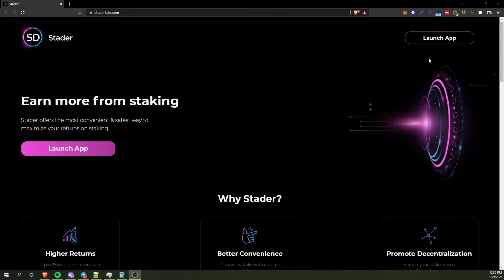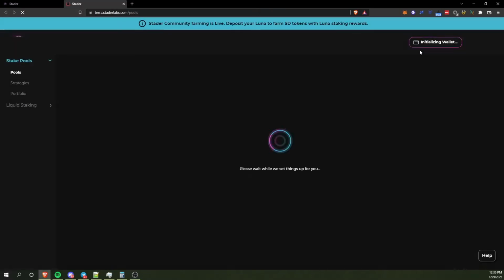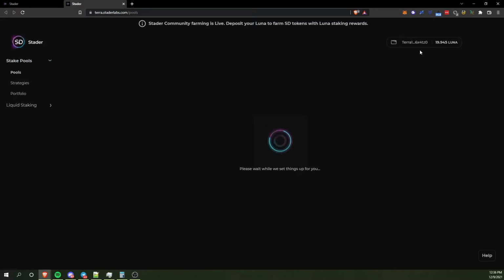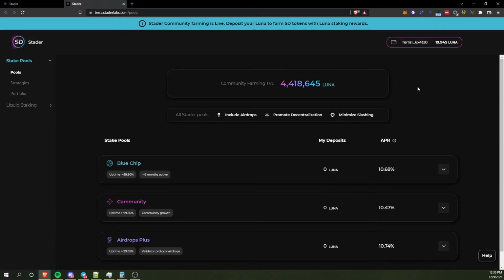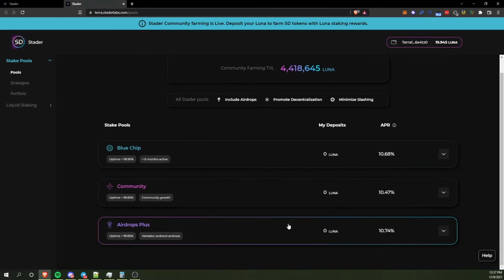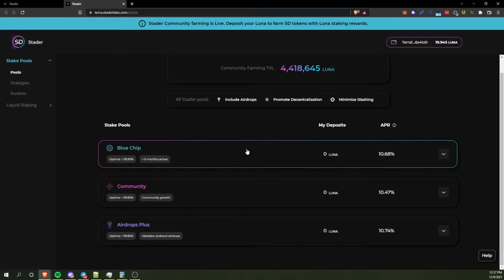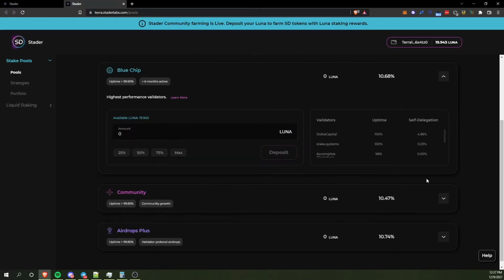Today we're going to walk through Stader Labs' new liquid staking on the Terra Luna ecosystem. So we're here on the Stader Labs website. You can see Stader has their normal stake pools here, so you can delegate some of your Luna to a normal stake pool, and this includes airdrops. They have several different pools here: the blue chip stake pool, the community stake pool, and the airdrops plus stake pool. All of these give you a certain APR, all a little bit over that 10% range.